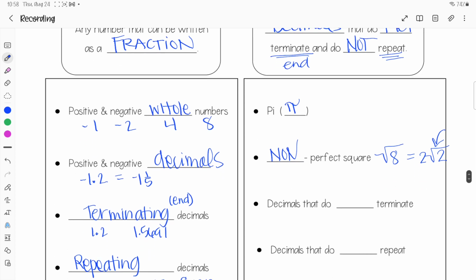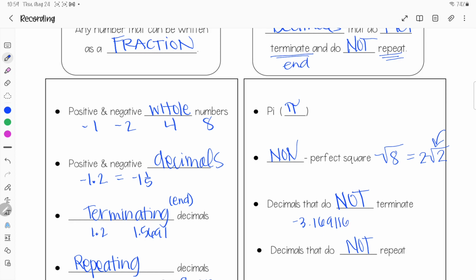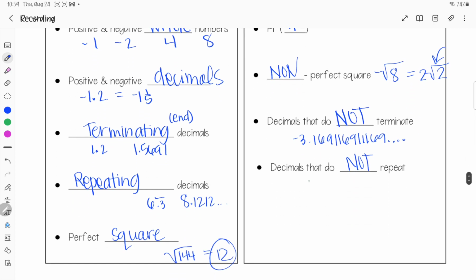And the last thing you want to look for is decimals that do not terminate and do not repeat. It's going to look like this. You might get negative 3.169116911169. One, one, one, six, nine. You can see a pattern, but it does not repeat. That means it goes on and on and on forever, and it is not the same thing repeating. So that doesn't terminate, and it does not repeat. You might get something like 4.8123671, and you're like, well, that's all over the place. Your calculator will not show you that it keeps going because your calculator only has so much room, but that's what it's asking you.